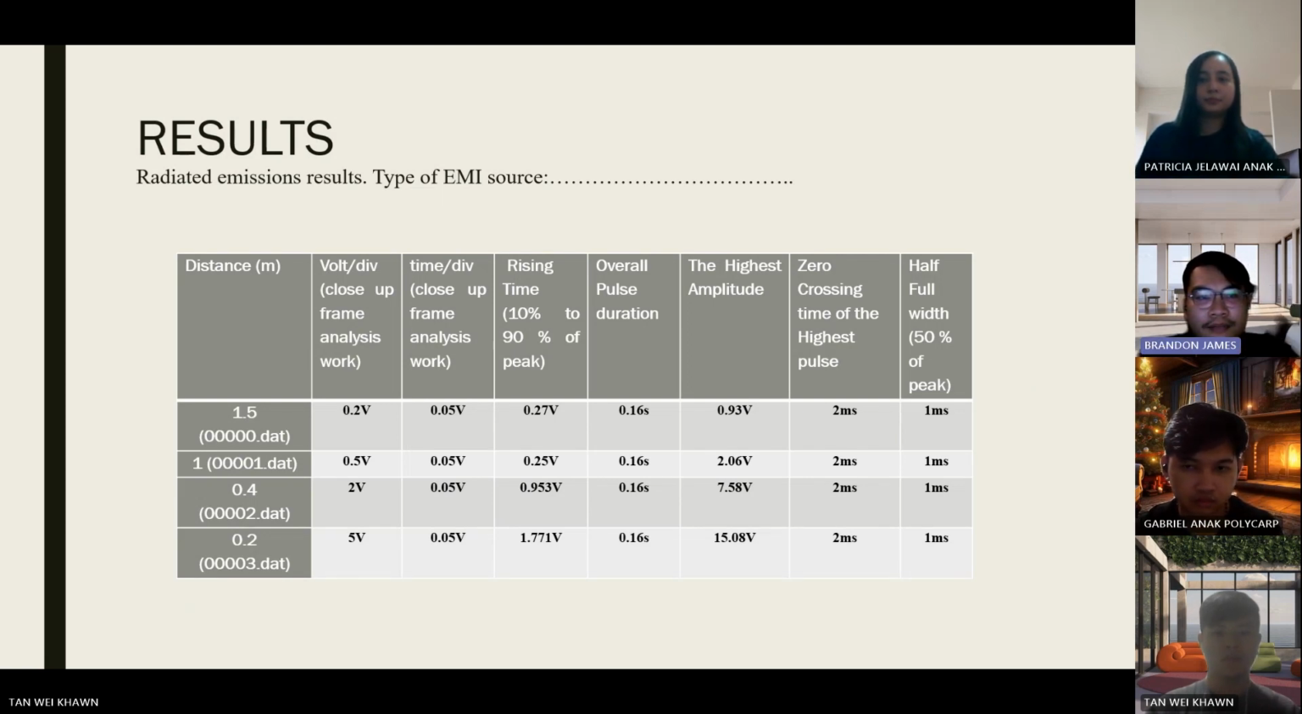The highest amplitude is at 0.2 meter, which is 15.08 volt. And the others, the rising time and the volt division, will be higher than the 1.5 meter. Then the time division, the overall path duration, zero processing time, highest path, and full width at 50% are all the same. Okay, next.